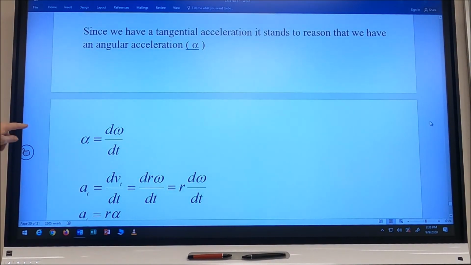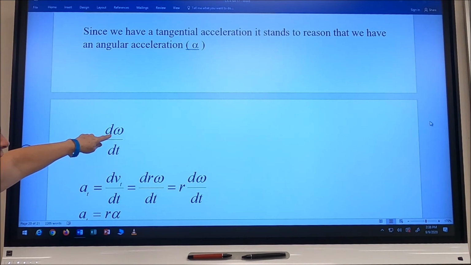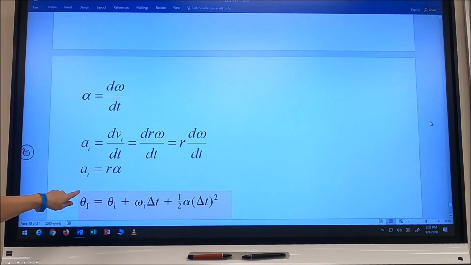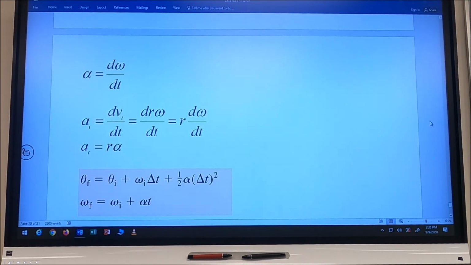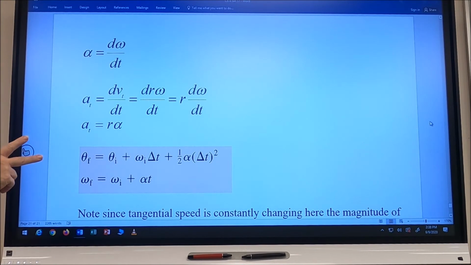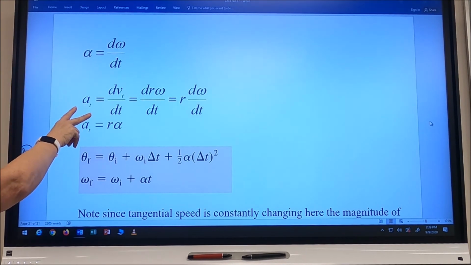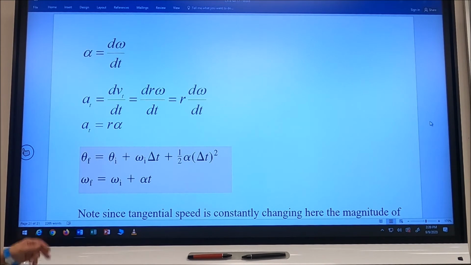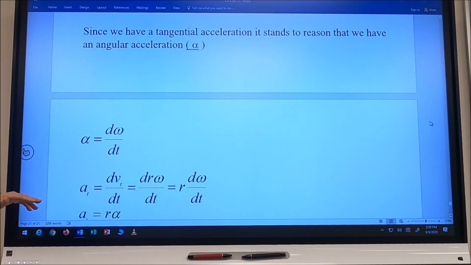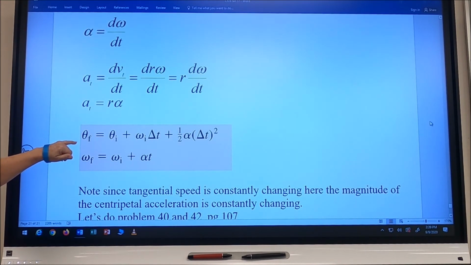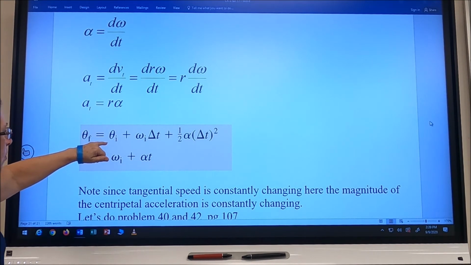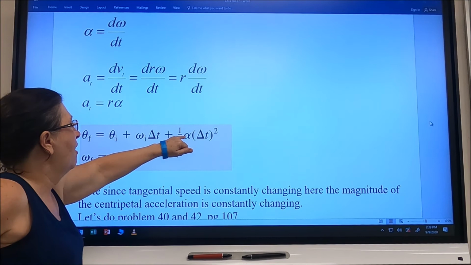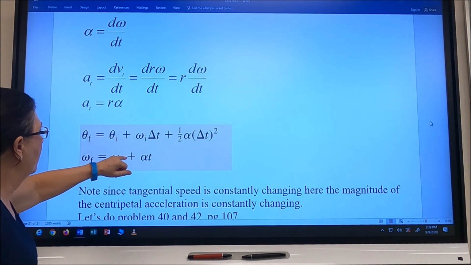Now, this brings us to a new term, angular acceleration, alpha, lowercase alpha, which is equal to the change in angular velocity with time. There's a relationship between tangential acceleration and angular acceleration, just as there's a relationship between tangential velocity and angular velocity. Namely, tangential acceleration equals r times alpha. And all the equations we could write in terms of arc length, we can now write in terms of angular position. So angular position final equals angular position initial plus omega initial delta t plus 1/2 alpha delta t squared. And omega final equals omega initial plus alpha t.